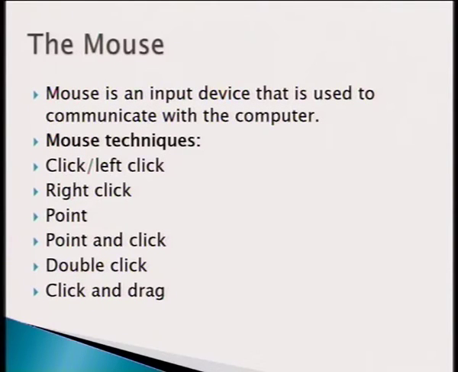The mouse, like I said, is also another input device. The mouse has two buttons, the left button and the right button. In most cases, we use the left button. With the left button, you can click if you want to select something. You can right click; the right click usually presents you with so many options. You can point at a specific item, point and click, double click, or click and drag. So a mouse can be used for all these tasks.